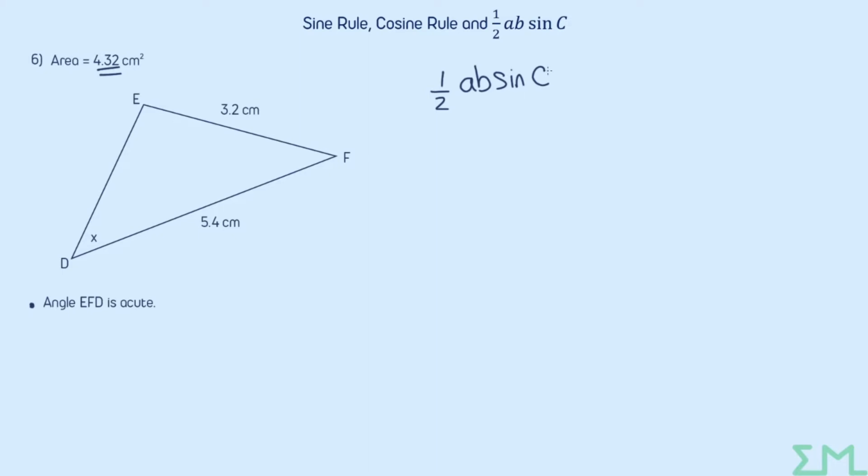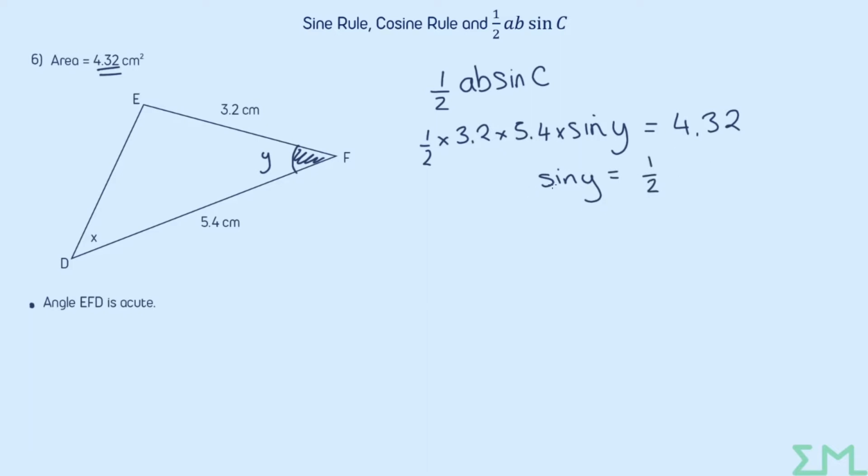Now remembering that the angle that goes into sine in the area formula is always the angle between the two sides that you have. So if we reverse this formula, it will be this angle here that we find. We've got an x in the question already, so let's call this angle y. So we are going to have half times 3.2 times 5.4 times sine of y equals 4.32. Okay, so if we divide the 4.32 by a half times 3.2 times 5.4, then we get 1/2.